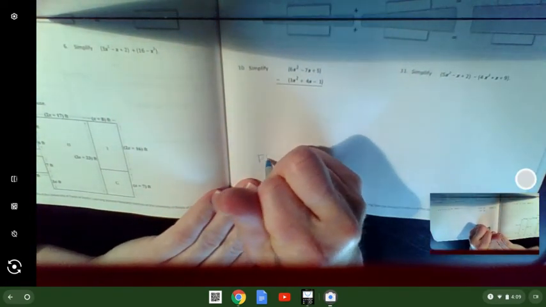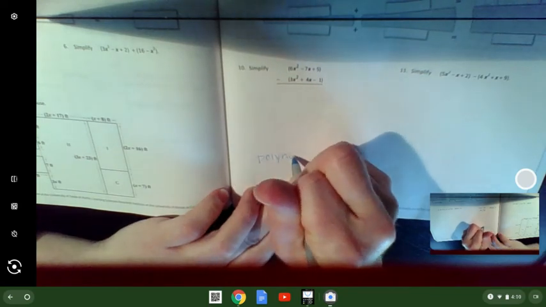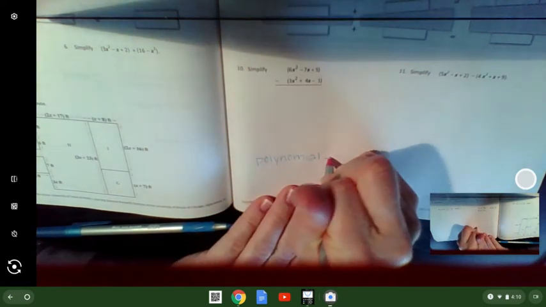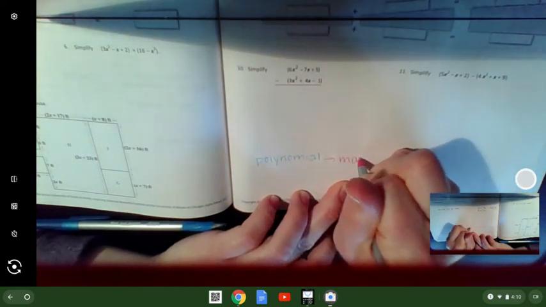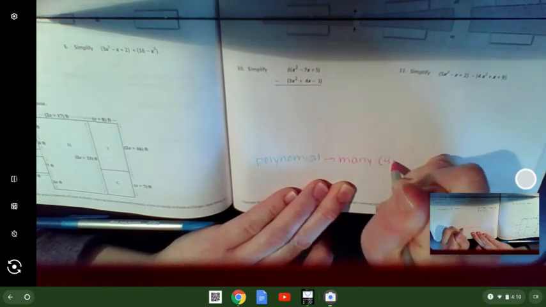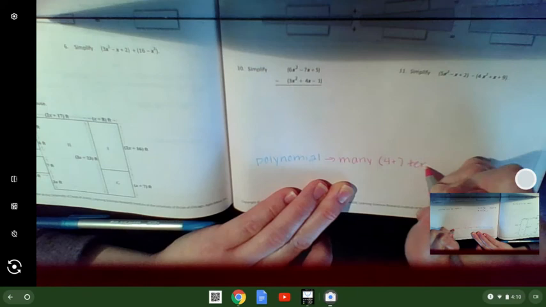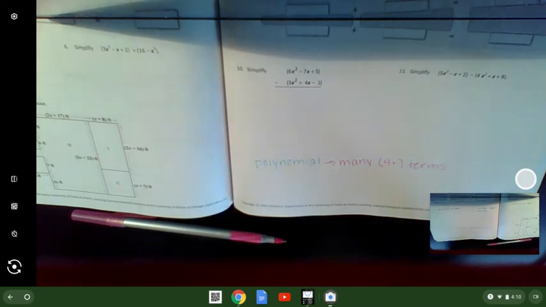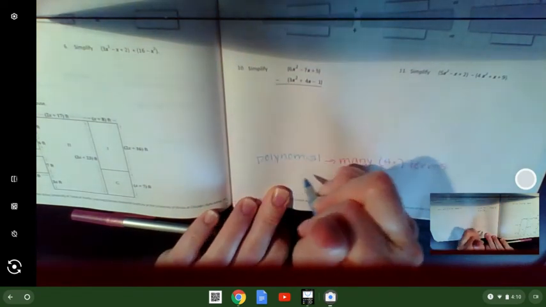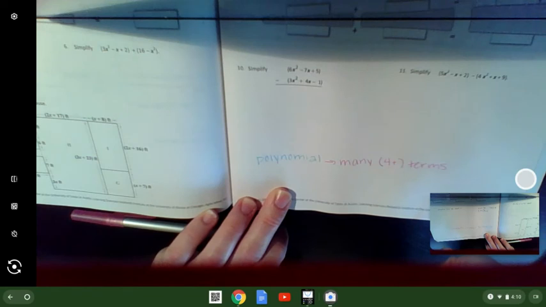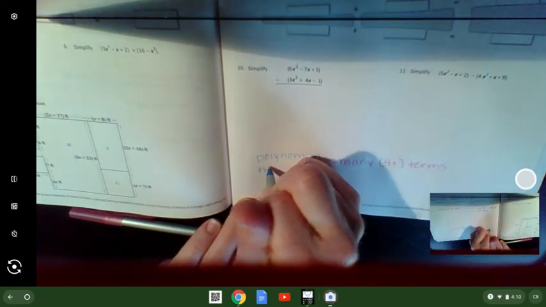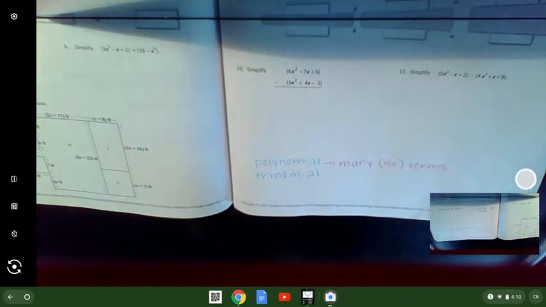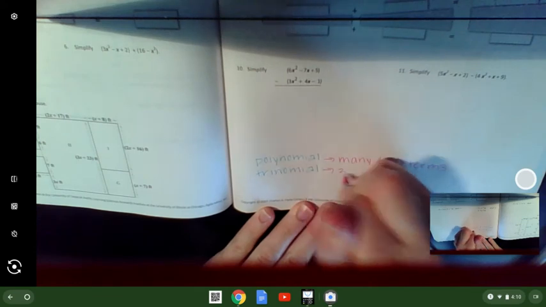We know that polynomial, that prefix poly, means many. So polynomial refers to many terms. Specifically, many has to be 4 or more terms, because anything under 4, we have another special name for it because we see 1 term, 2 terms, or 3 terms so often in math. If we have 3 terms, and think about my analogy to riding a bike with 3 wheels, it is called a trinomial. So a trinomial refers to 3 terms.